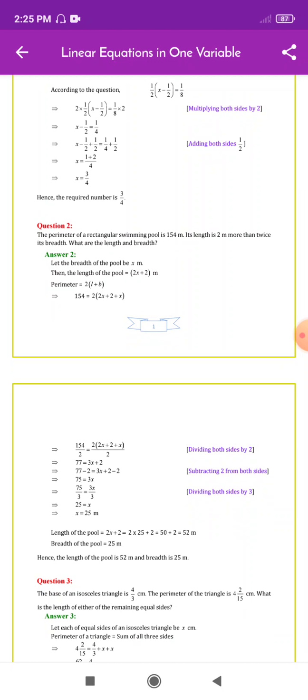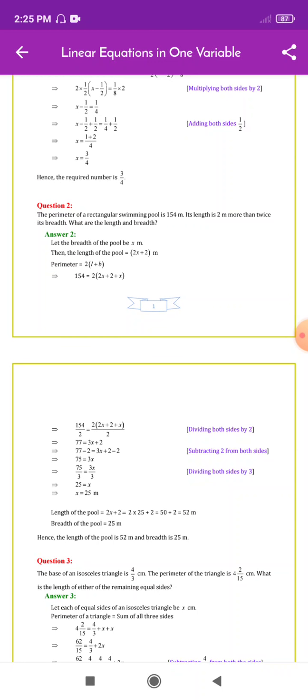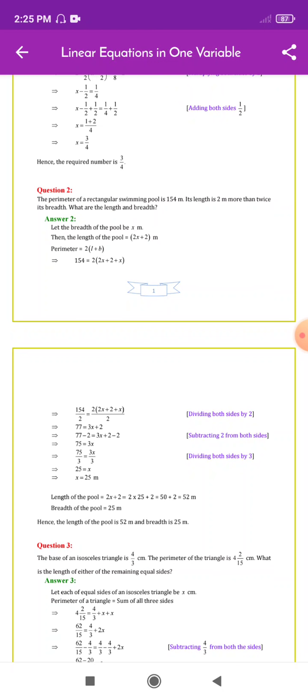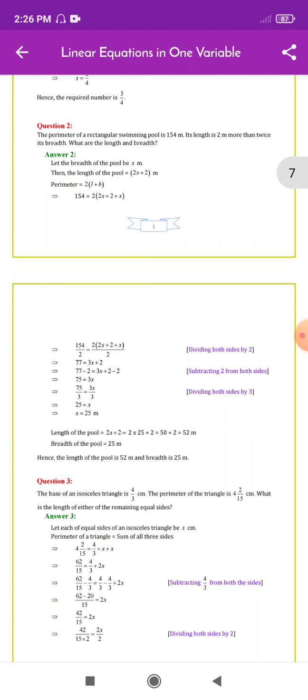Then the length of the pool is what? It is given that the length is 2 more than twice the breadth, so 2x plus 2. So the length is 2x plus 2 meters. Now we follow the perimeter of a rectangle formula, that is 2 into length plus breadth. Now put the values. The perimeter is given as 154 equals 2 times, length 2x plus 2, plus x.